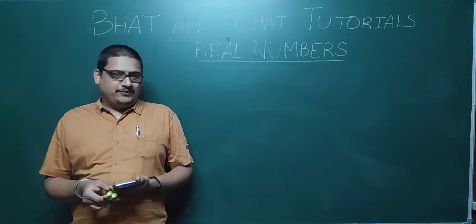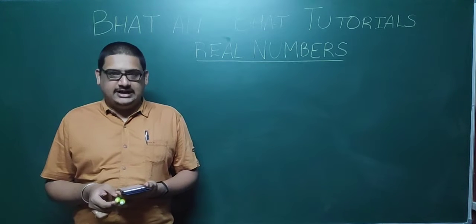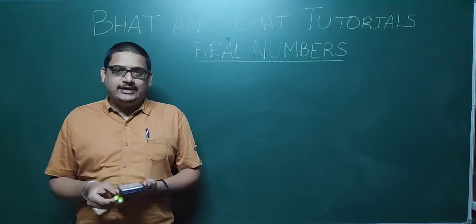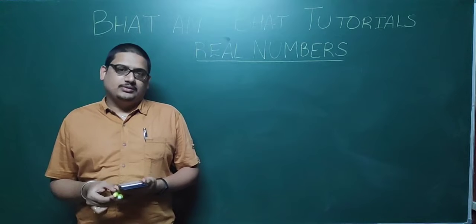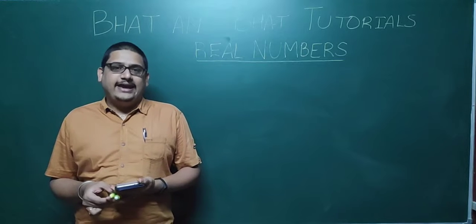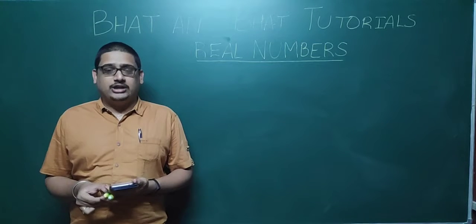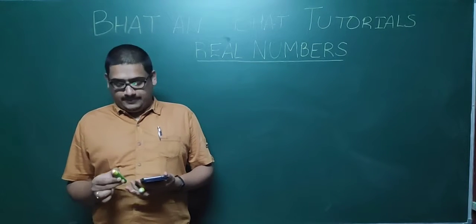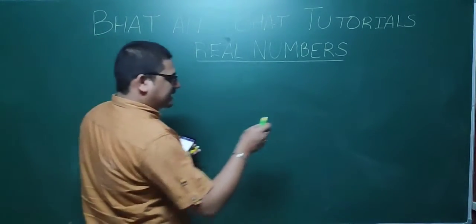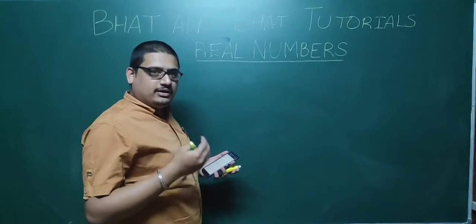Before continuing with more numerical problems, let me just recollect what Euclid's division lemma is. Euclid's division lemma states that given two positive integers a and b, there exist unique positive integers q and r satisfying a is equal to bq plus r, such that r is greater than or equal to 0 and less than b. Let me keep it at this corner of the board so that it will be available throughout the session for our reference.